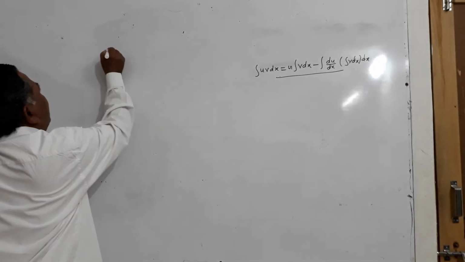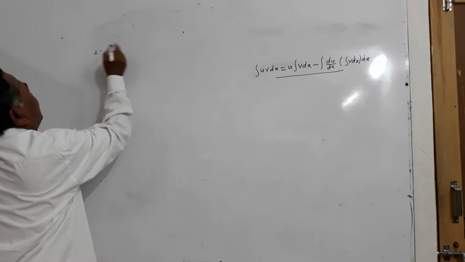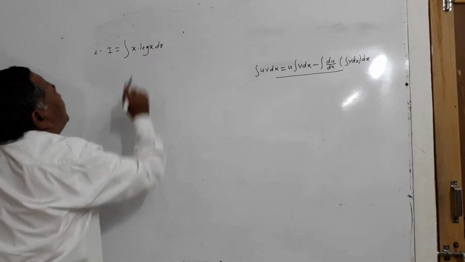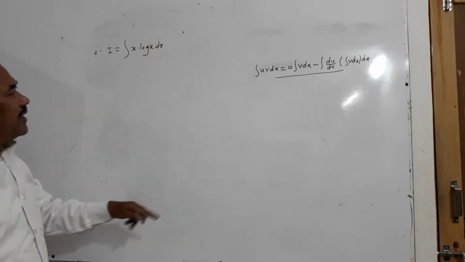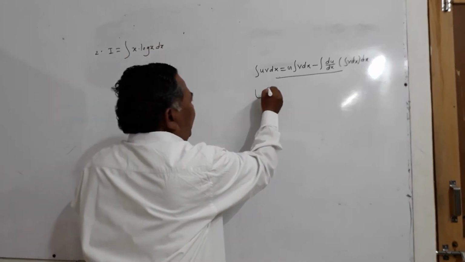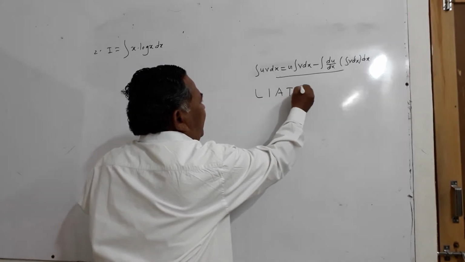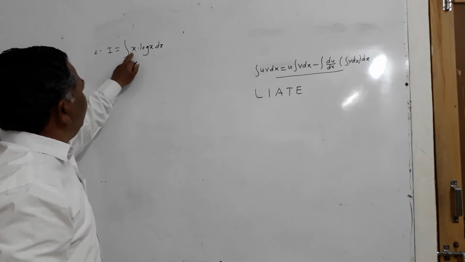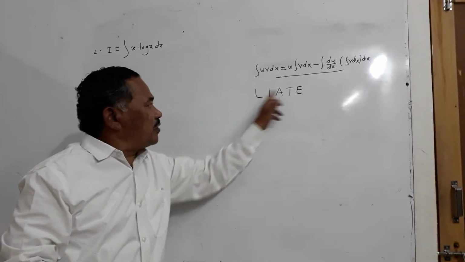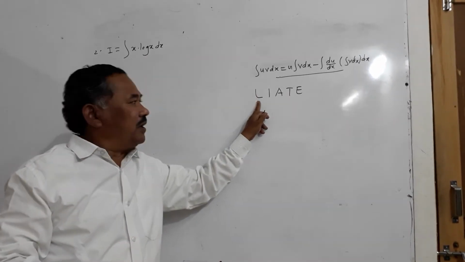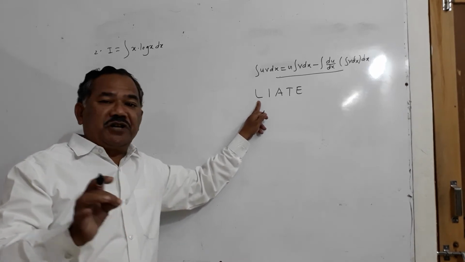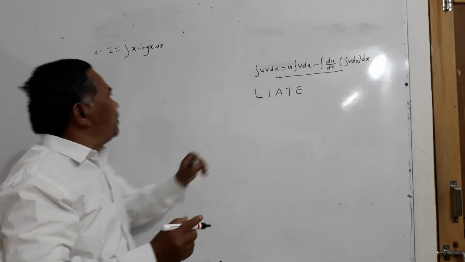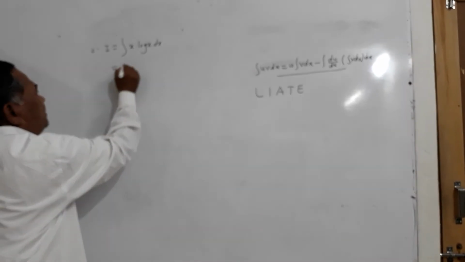Second example, I is equal to integral of x into log of x dx. Here, that is very simple. Again, this terminology we apply: L, I, A, T, E. L means logarithmic and A means algebraic. Here, this is algebraic, this is logarithmic. Therefore, which occurs first? Logarithmic occurs first. Therefore, our logarithmic function is the first function and algebraic is the second function. Keep this part in mind carefully.